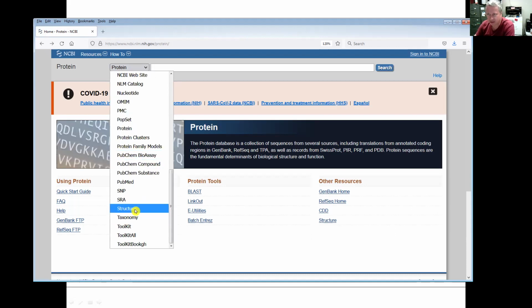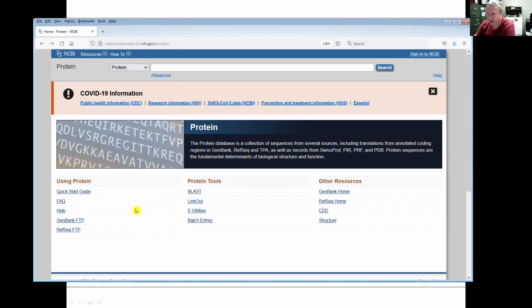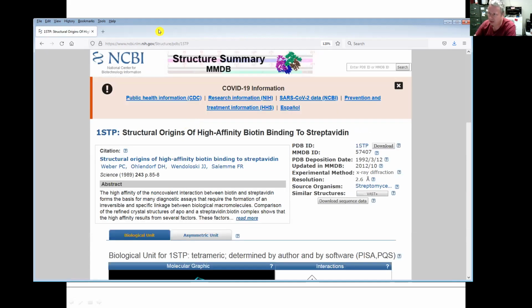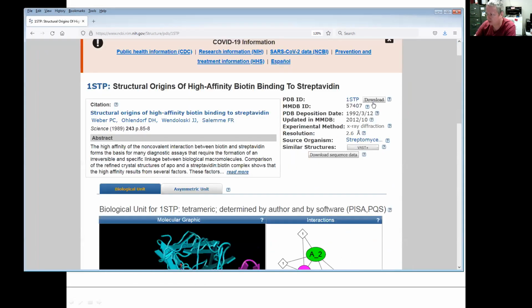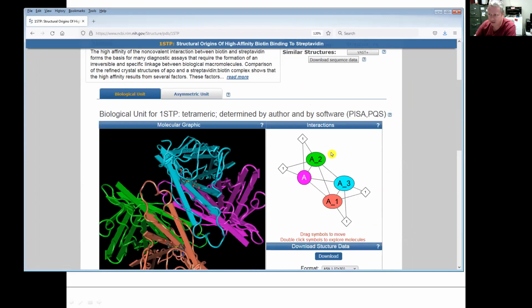Another one that's kind of cool is structure, PubMed structure. This is essentially the PDB. So I can search for one that we've done before, like biotin, 1STP is the biotin streptavidin one. For some reason, I memorized that one. PubMed structure allows you to obtain PDB files, and the PDB files are right here in the download. And remember that thing, iCn3D, our little tool for viewing proteins? That's all linked from PubMed.